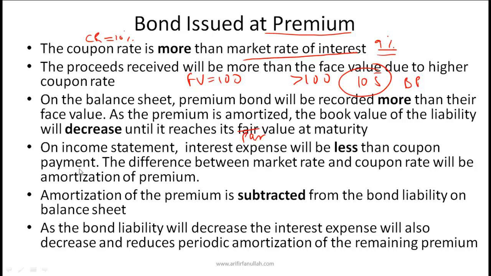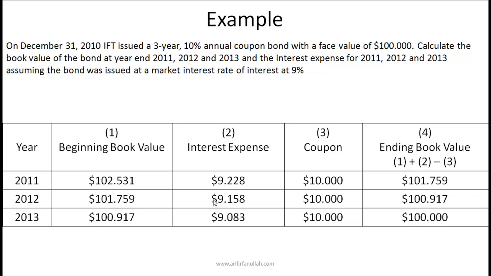On the income statement, the interest expense will be less than the coupon payment. The difference between the market rate and the coupon rate will be the amortization of premium, and we'll see this on the next slide. The amortization of premium is subtracted from the bond liability on the balance sheet. As the bond liability decreases, the interest expense will also decrease and reduce periodic amortization of the remaining premium. So if you didn't exactly understand that, no problem, but you need to understand this example.